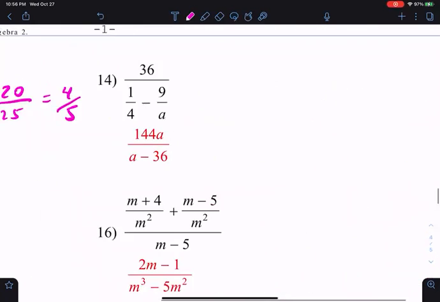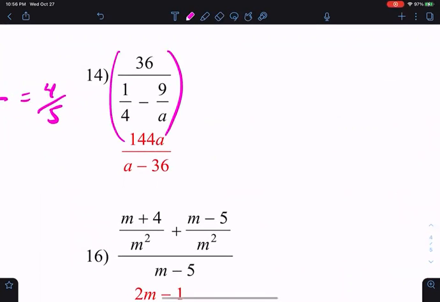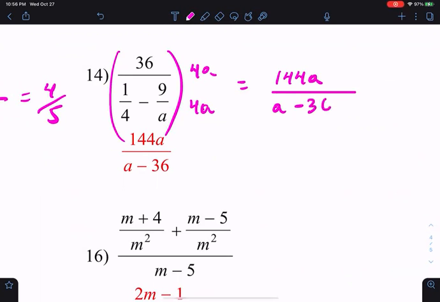Next. Now you have common denominators for a. So you get here 144a over a minus, what is this, 36? That's it, right? There's nothing else to do. You just multiply this times this, right? Which is 144a. This cancels with this 4, and then you get 1 times a, which is a.